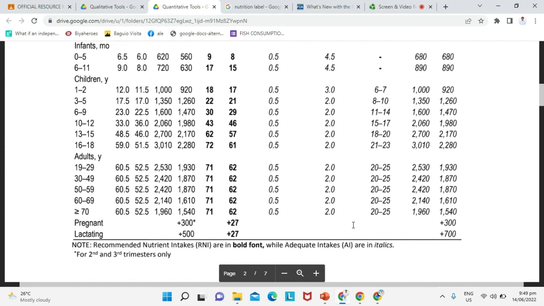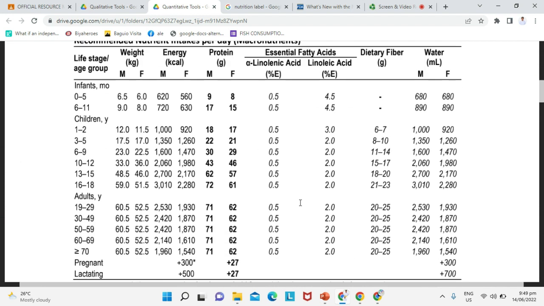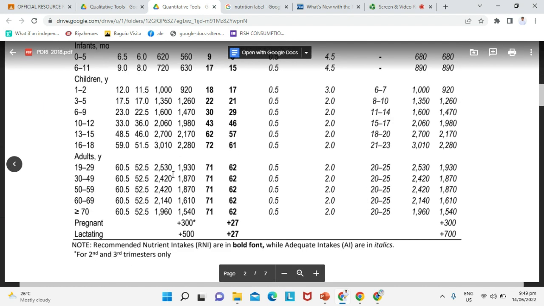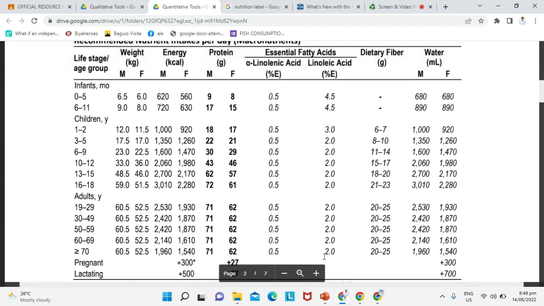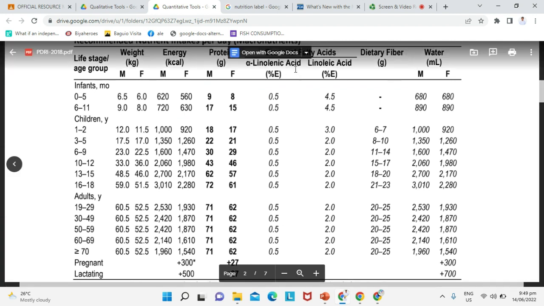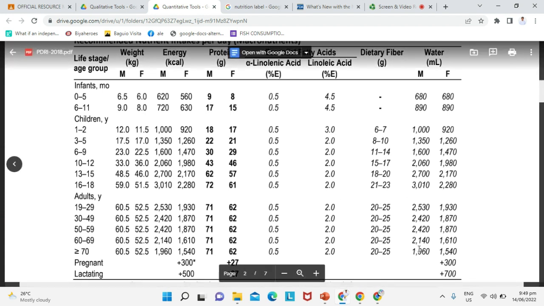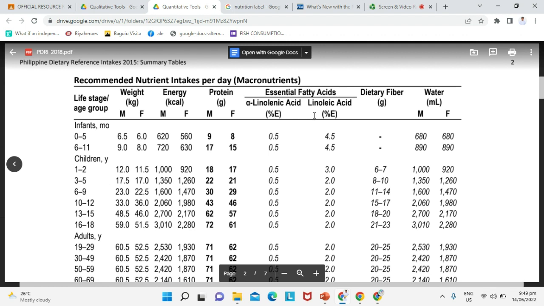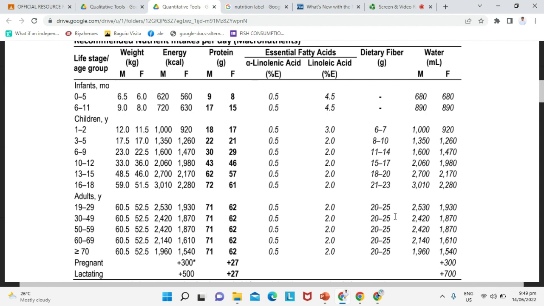Okay. Pasabot ang essential fatty acids, is percent energy. So if ang inyong energy requirements is 2,530, so 2,530 times 0.005, kay 0.5% man, divided by 9. So that's your daily needs for alpha-linolenic acid. For linoleic acid, that's 2,530 times 0.02 divided by 9. So, nganong 9 man kay fat man ni. Okay. For dietary fiber, it's around 20 to 25 grams per day.